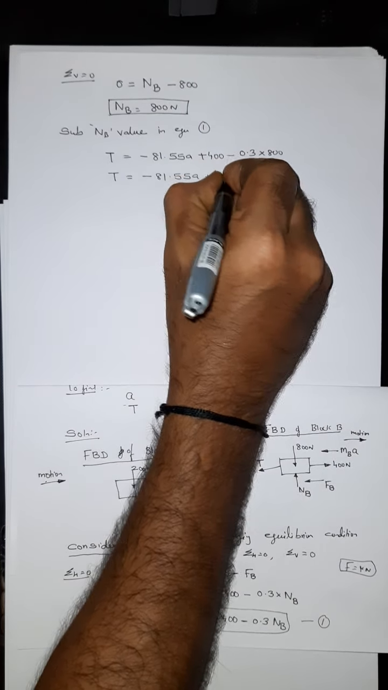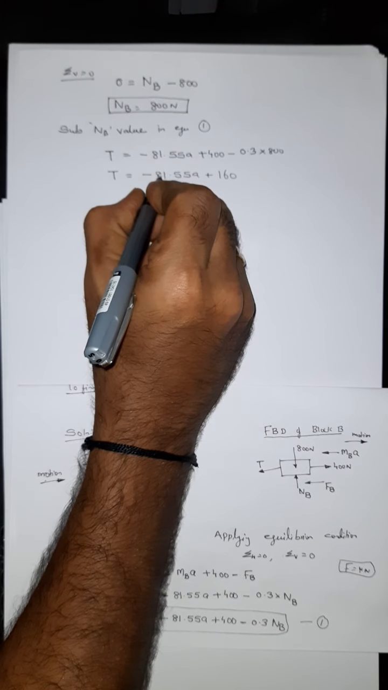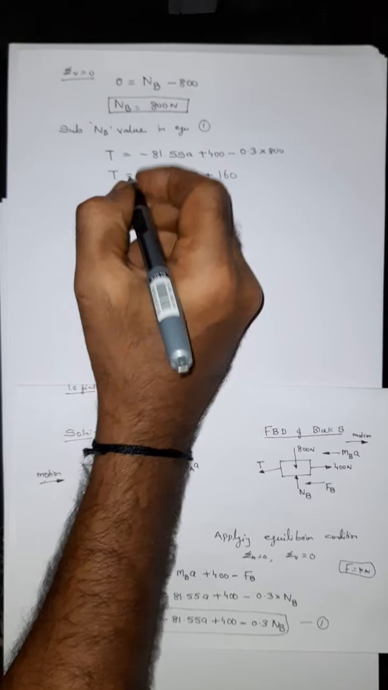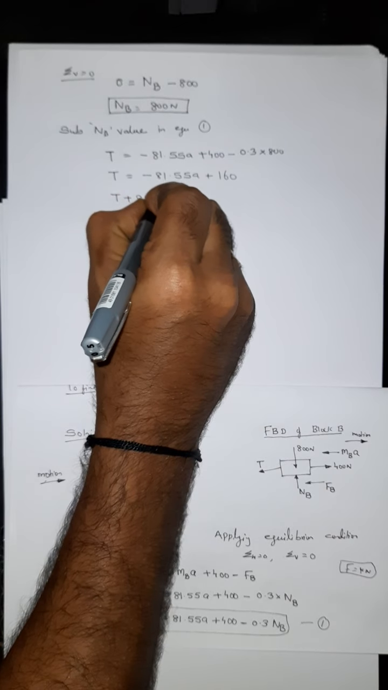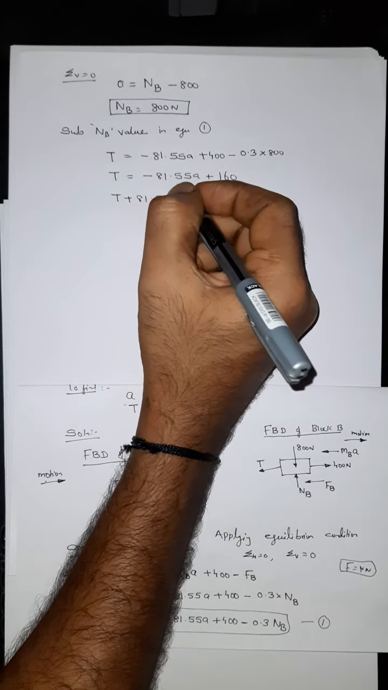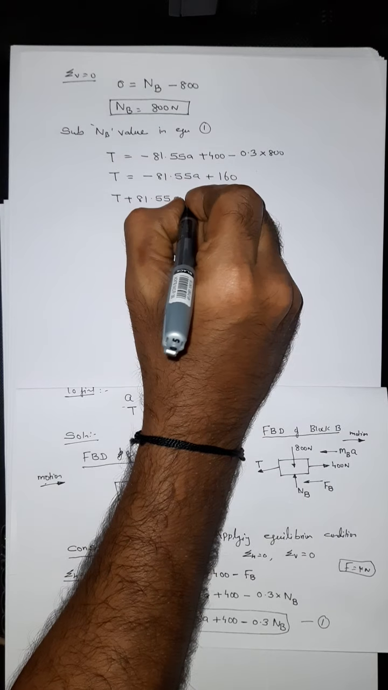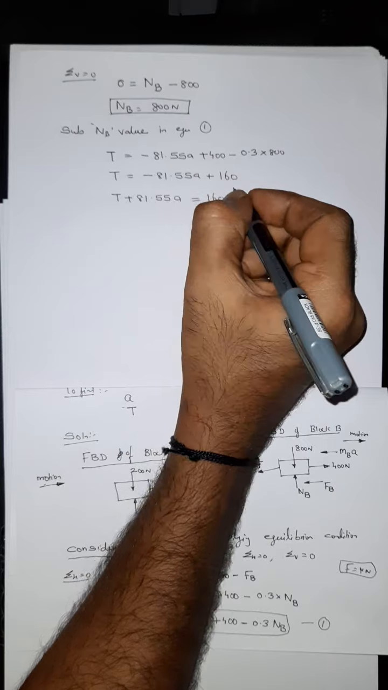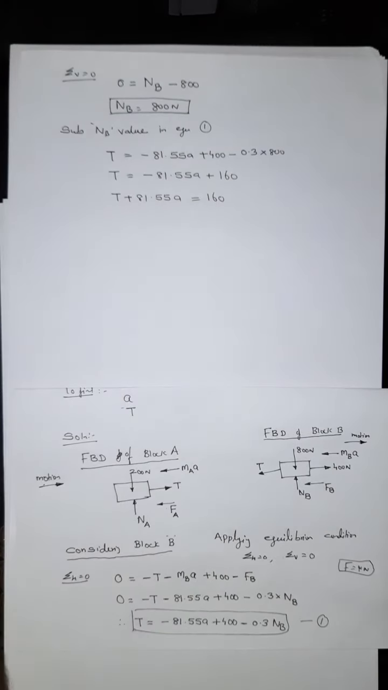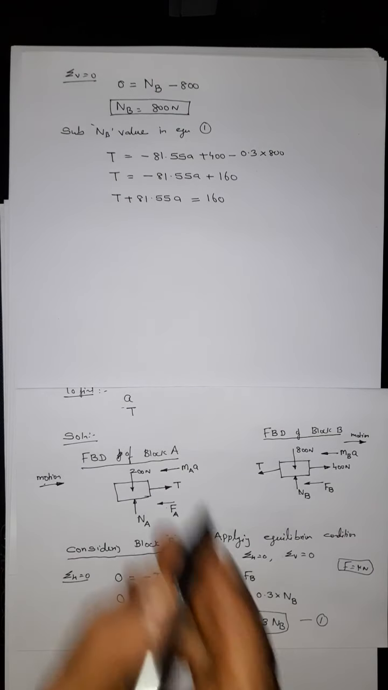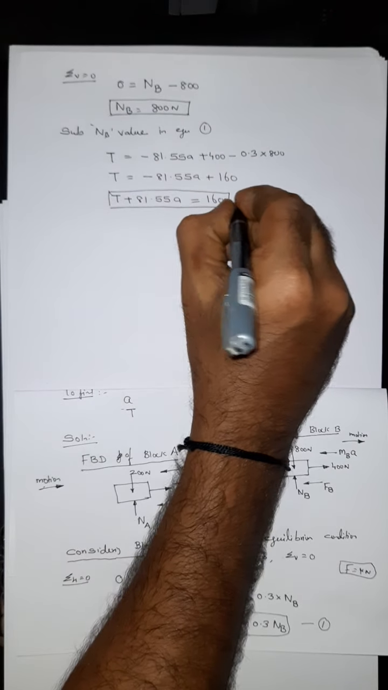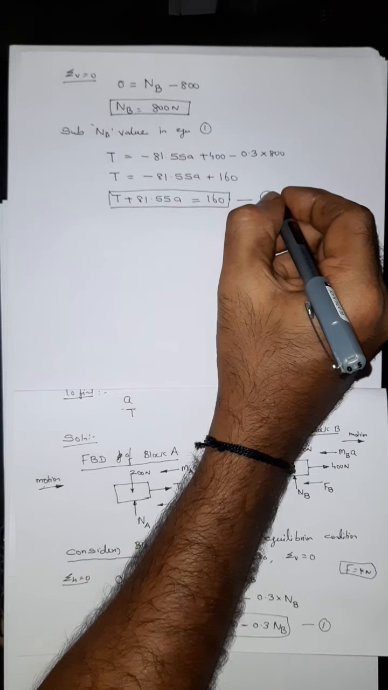I'll take this portion to the left hand side. So T plus 81.55 A equal to 160, correct? And this is equation number 2.